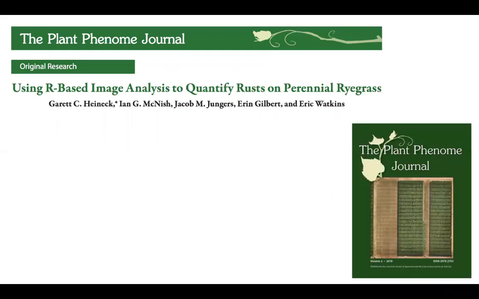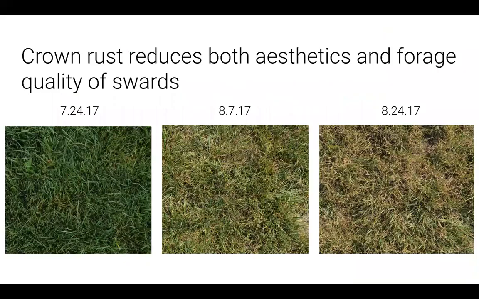And with that, I'll start discussing my recent publication in the Plant Phenome Journal, how we can use this R-based image analysis to quantify rusts on perennial ryegrass. As a quick aside too, perennial ryegrass is a common turfgrass used for sports fields and home lawns. You probably seeded it in your lawn at some point in time. So crown rust reduces the aesthetics of both turf and forage swards, especially perennial ryegrass. You can see here, I just have a picture on the left taken 7/24/17, and then just a month later, crown rust has completely destroyed that nice healthy green tissue.